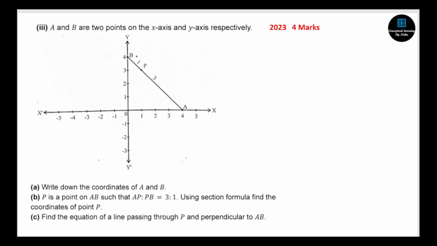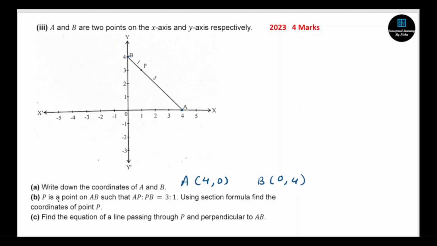A and B are the points given on the x-axis and y-axis respectively. Write down the coordinates of A and B correctly. I just told you, a point on the x-axis is given as (x, 0), so here it is (4, 0). So the coordinate of A is (4, 0). The coordinate of B is on the y-axis, so (0, 4). Write it down in a proper statement form.